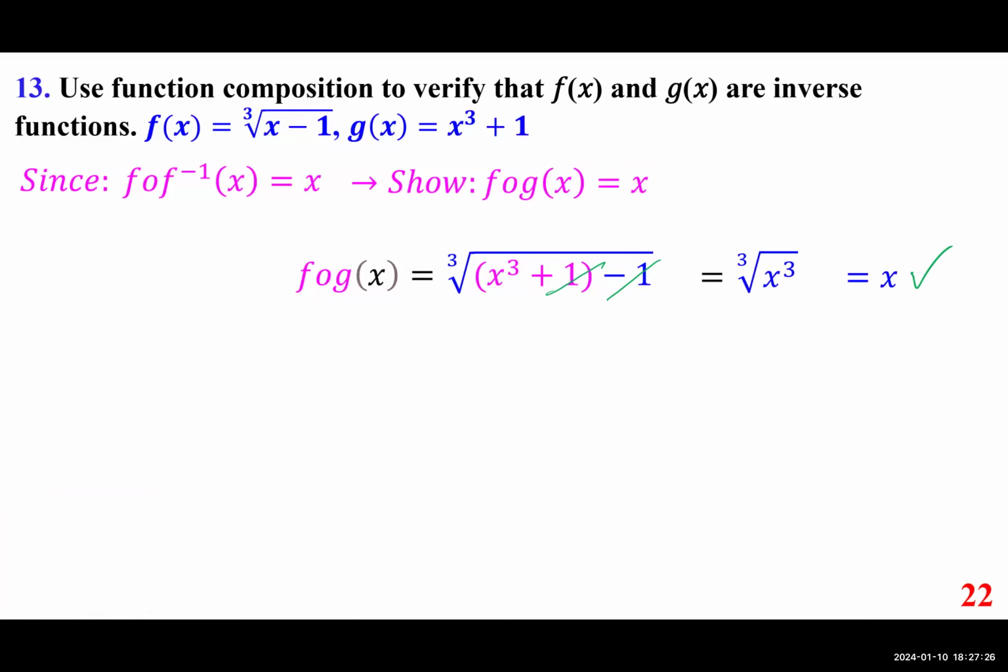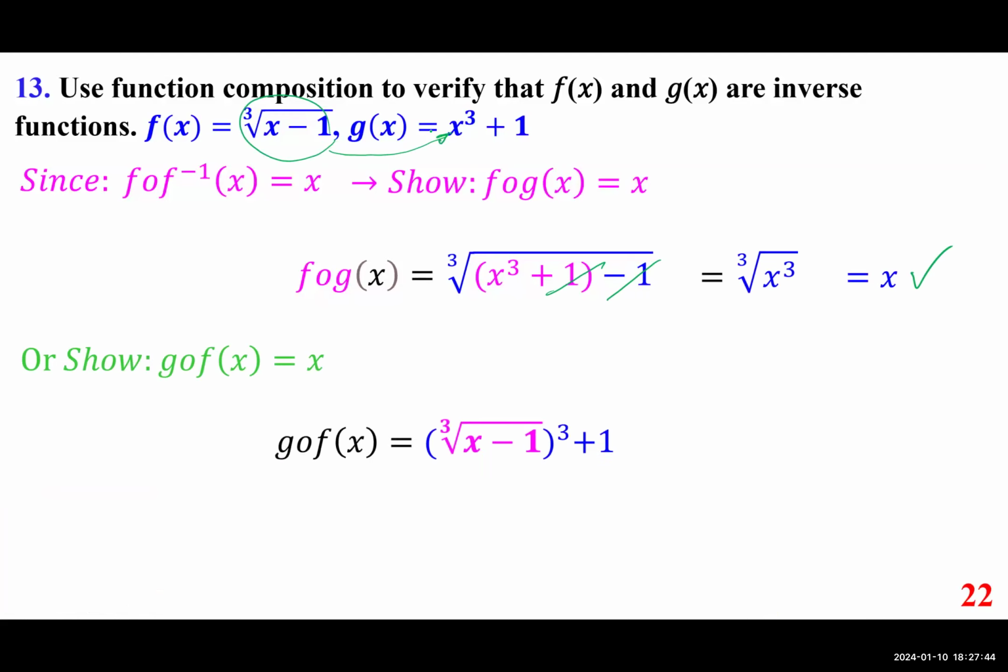In other words, g o f as well. Because either f o f inverse is x or f inverse o f is x. In this case, g o f is x too. So I'm going to do that because it's simple. All you have to do, put this one instead of x. So when you raise it to the power of 3, the cube root and the power cancel each other. It comes out as x minus 1. And it checks because also the answer is x.